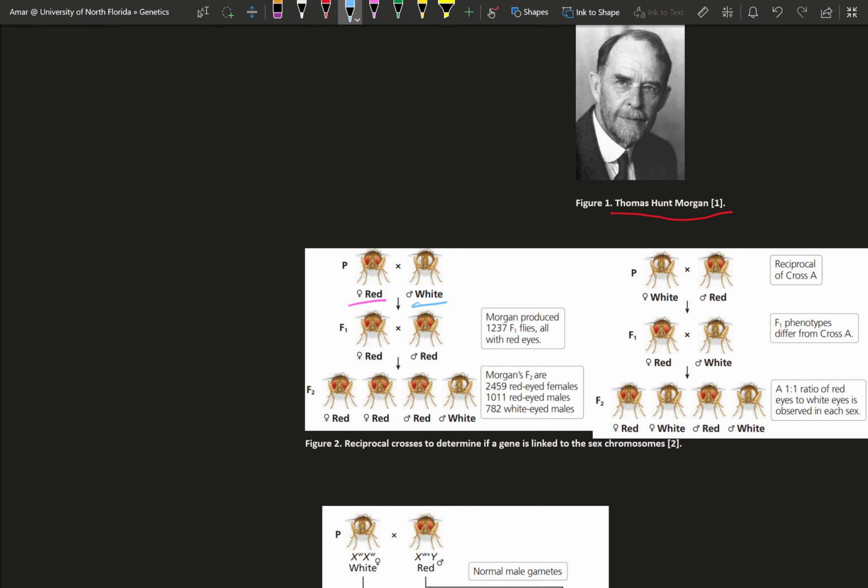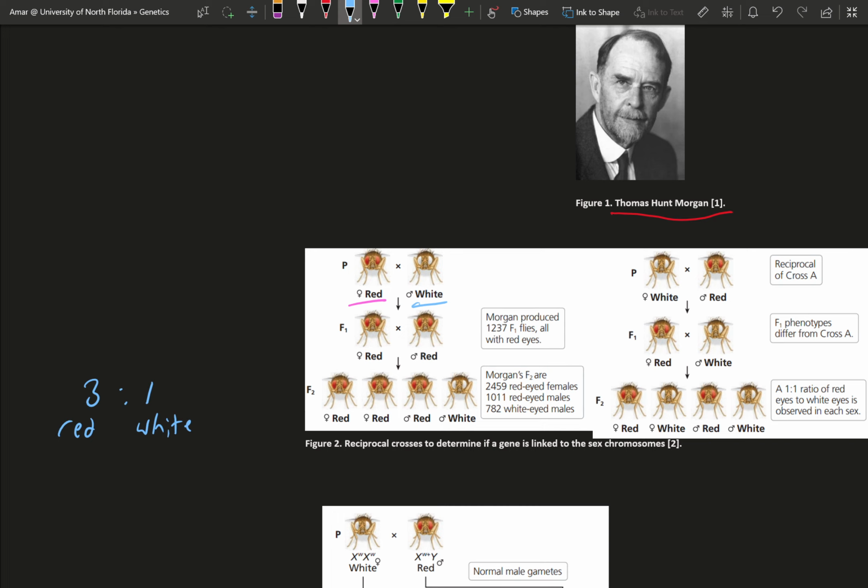And then what happened was they crossed the red female flies together with the red-eyed males, and what they ended up with is something that we didn't ever expect. So what we expected to see was a 3-to-1 ratio. We expected 3/4 of the flies to be red, equal between males and females, and 1/4 of the flies should be white colored, also equal between the males and the females.